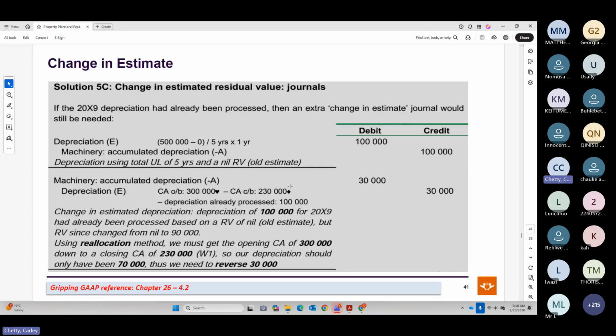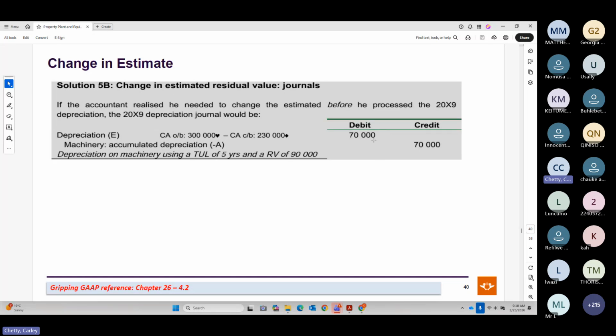So the effect of this is that the accountant recorded too much, and this journal of 30,000 is simply reducing the depreciation that was recorded. So the net effect of these two journals here is the same. It results in 70,000 Rand being processed.